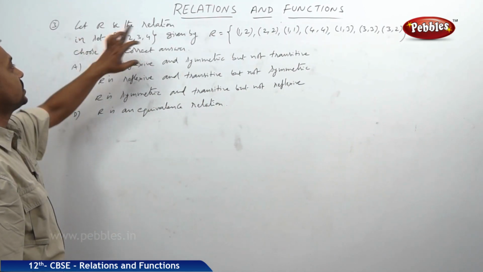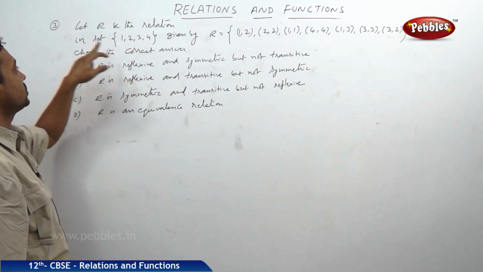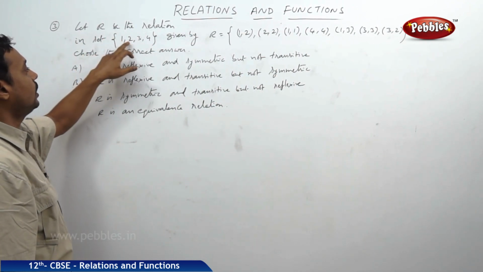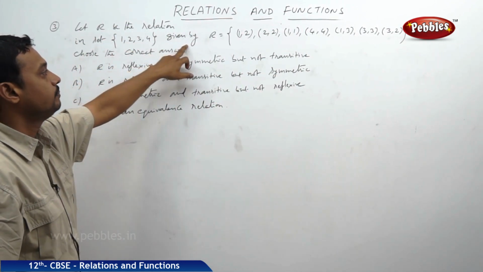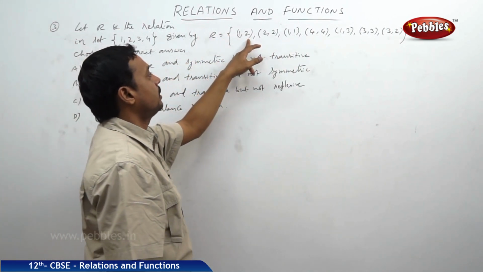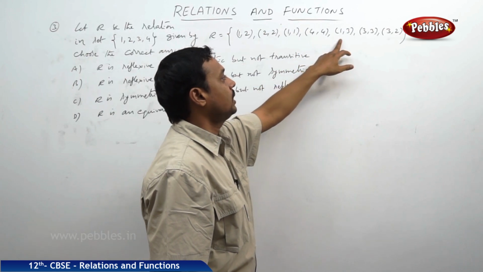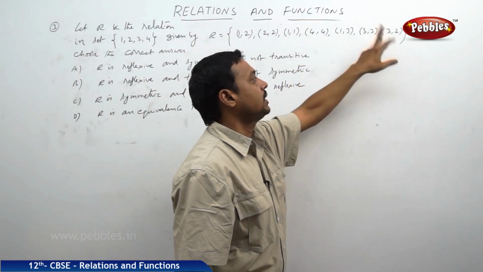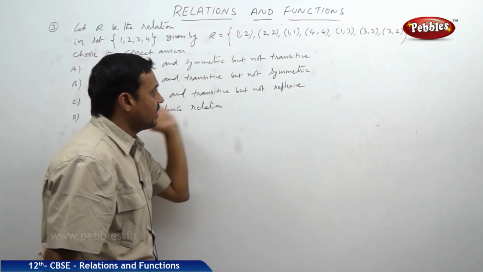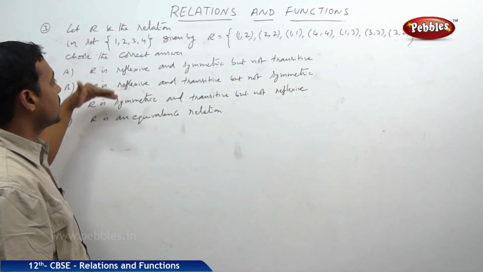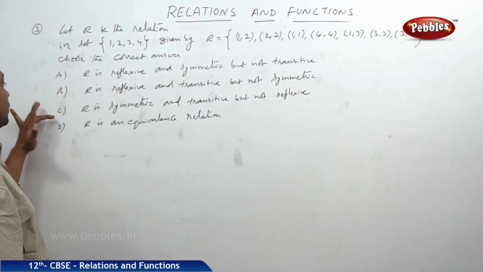Let R be a relation in the set A equal to {1, 2, 3, 4} given by R is equal to {(1,2), (2,2), (1,1), (4,4), (1,3), (3,3), (3,2)}. A relation is given like that. Now, choose the correct answer. Here, four alternatives are given.